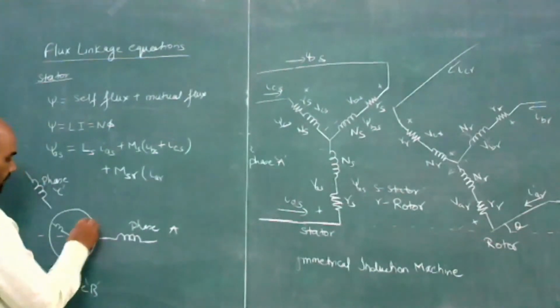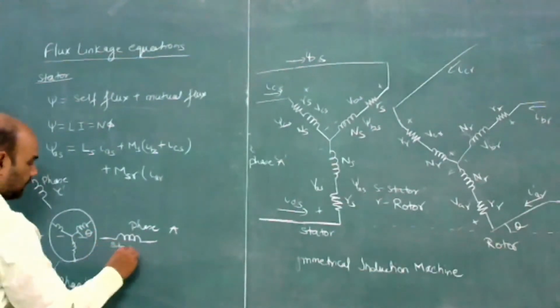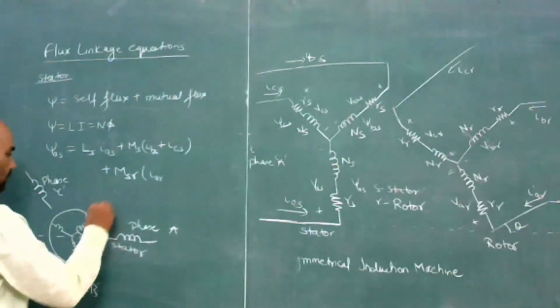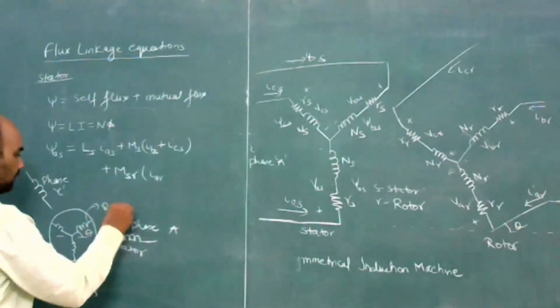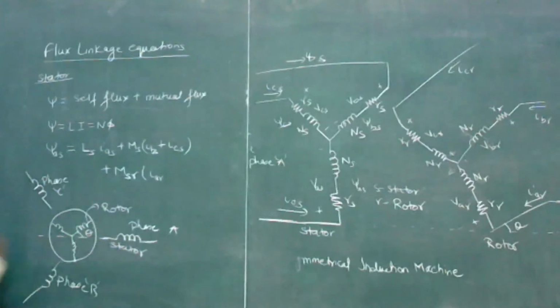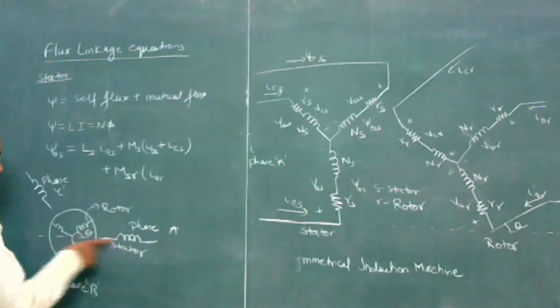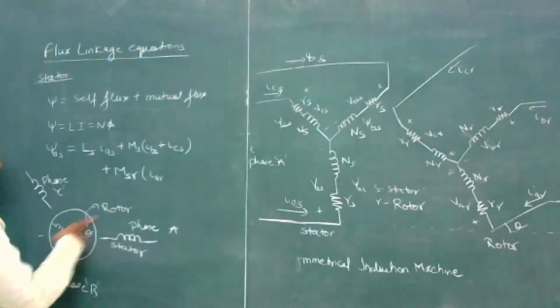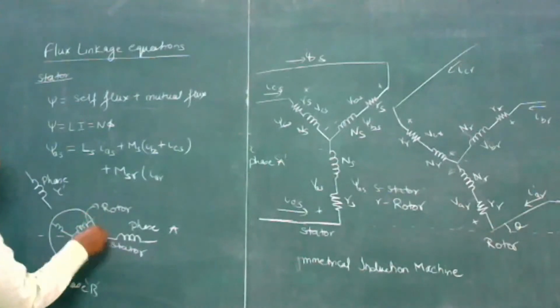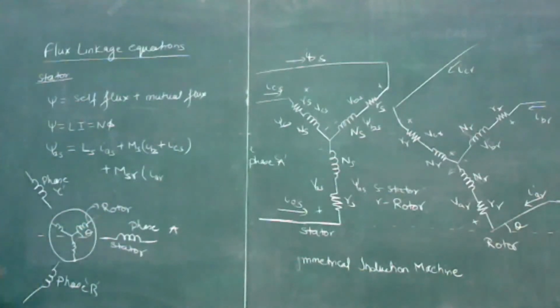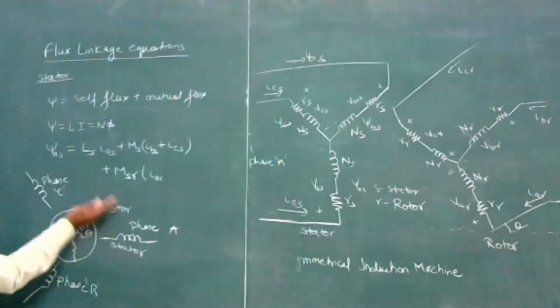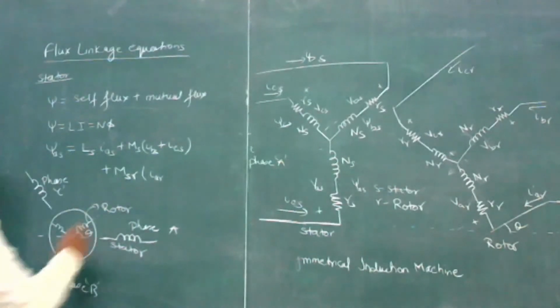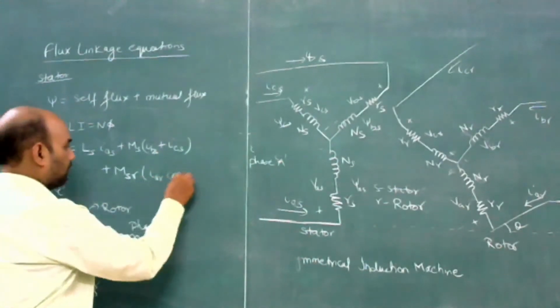So this is an angle. This is the stator winding and this is the rotor. It is displaced by an angle theta. The current in this winding is IAS and in this winding it is IAR. This is displaced by 30 degrees. If you project on this rotor axis, this will be cos theta.